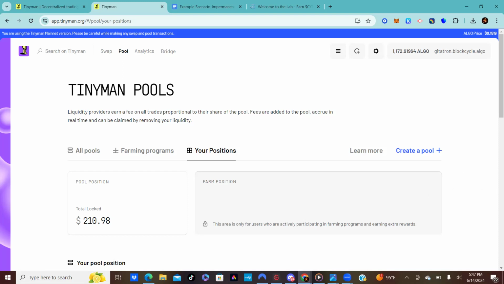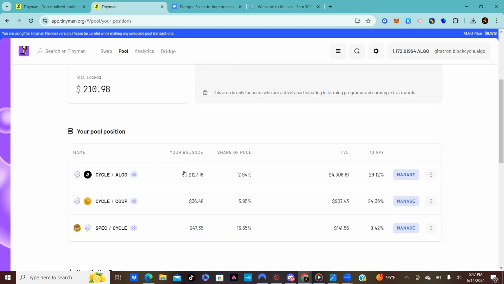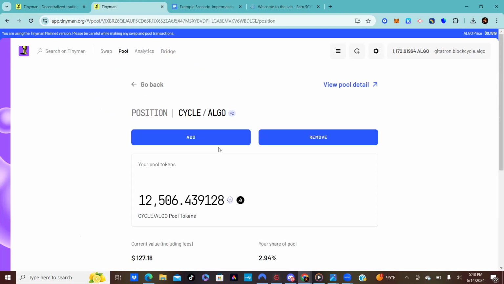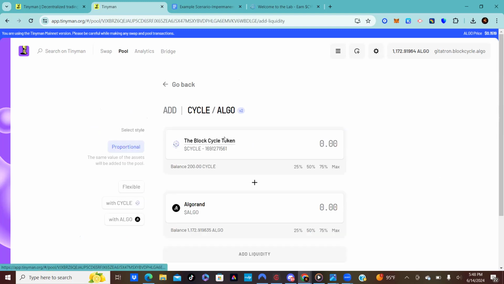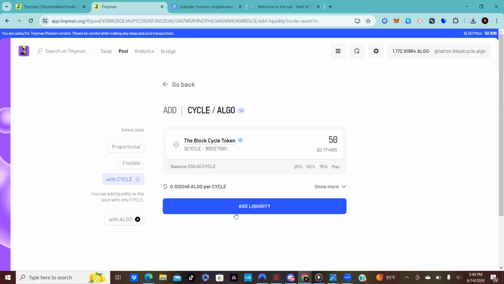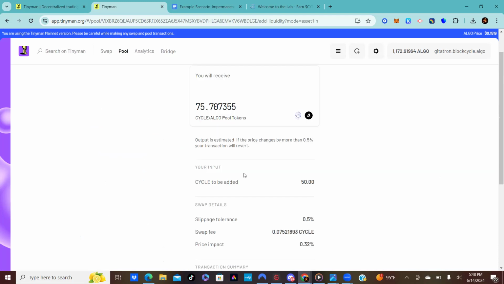So let's look at the pool here. Let's go to this Cycle and Algorand pool here, okay? And let's click on add, and you'll see here you can select your style of liquidity provision. You can do it proportionally, which is the 50-50 ratio that you set up, or you can do it single-sided, okay? So let's just say we wanted to add only Cycle tokens. All right, let's say I just wanted to add 50 of them. All right, click add liquidity.